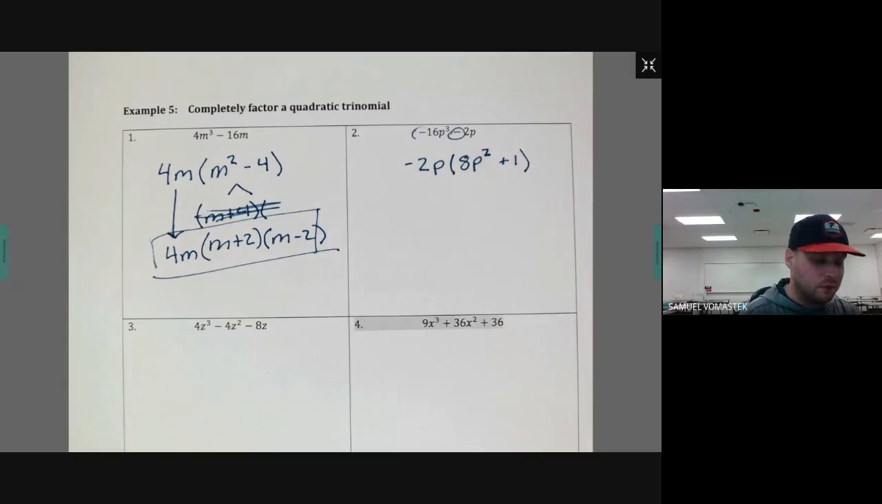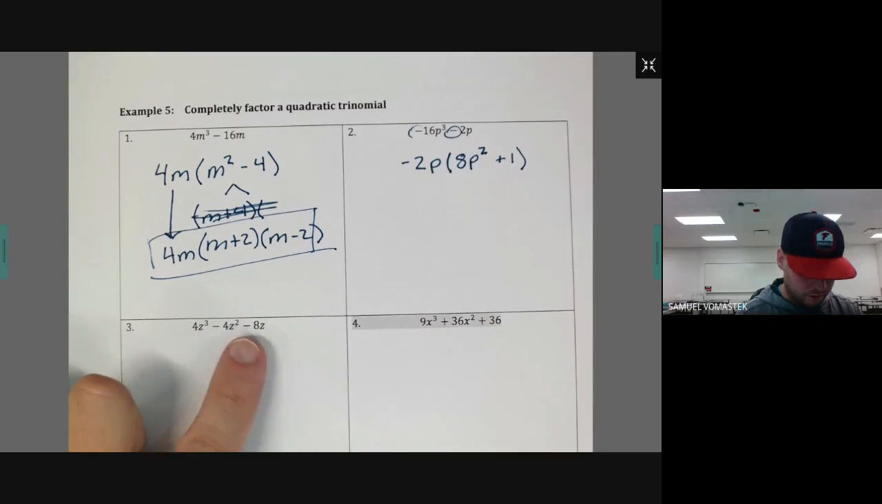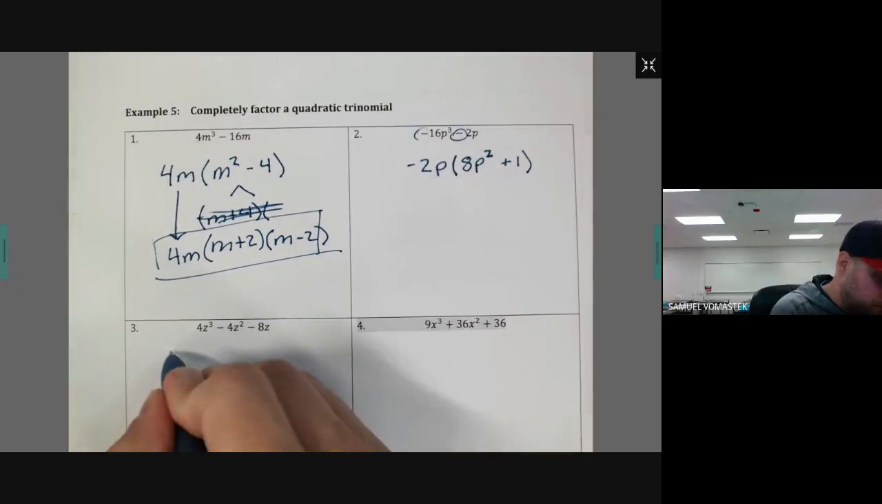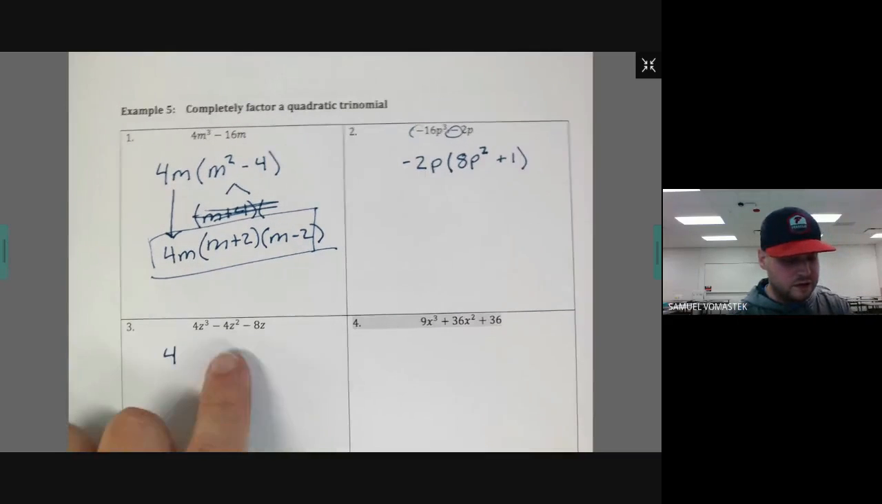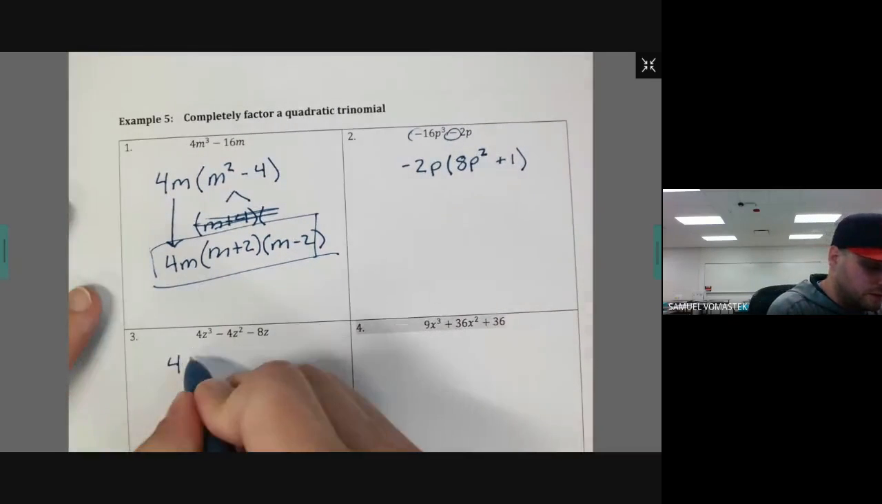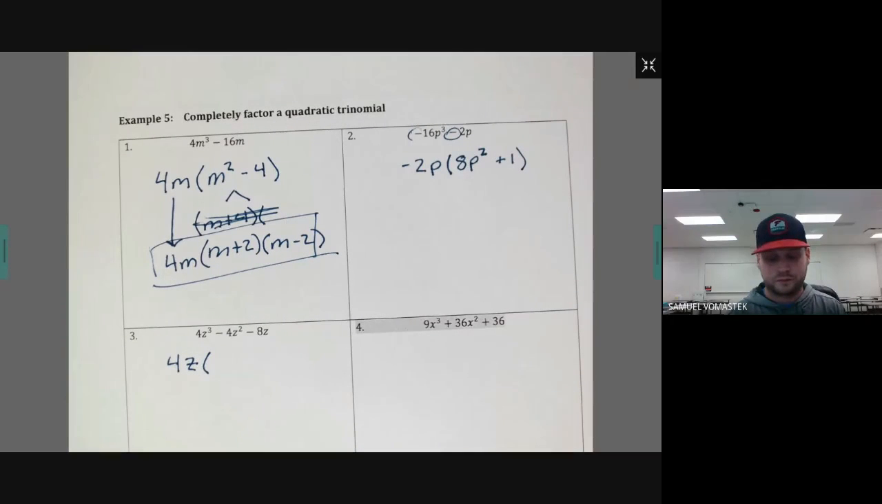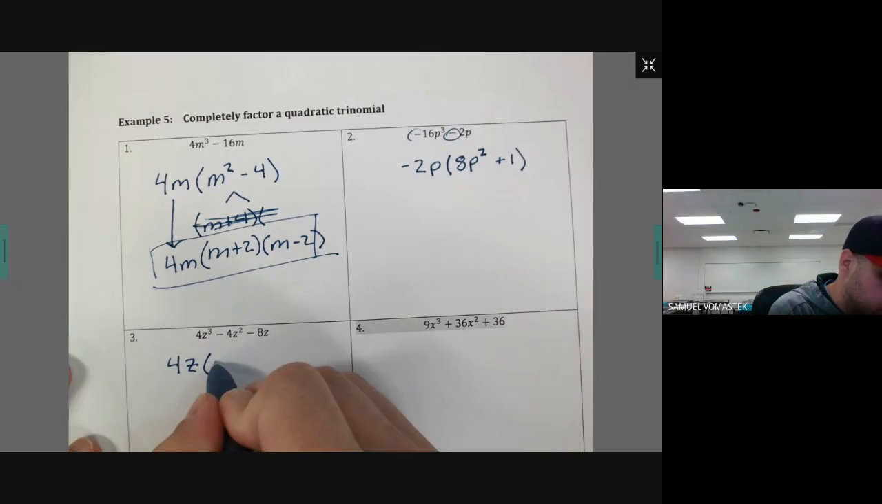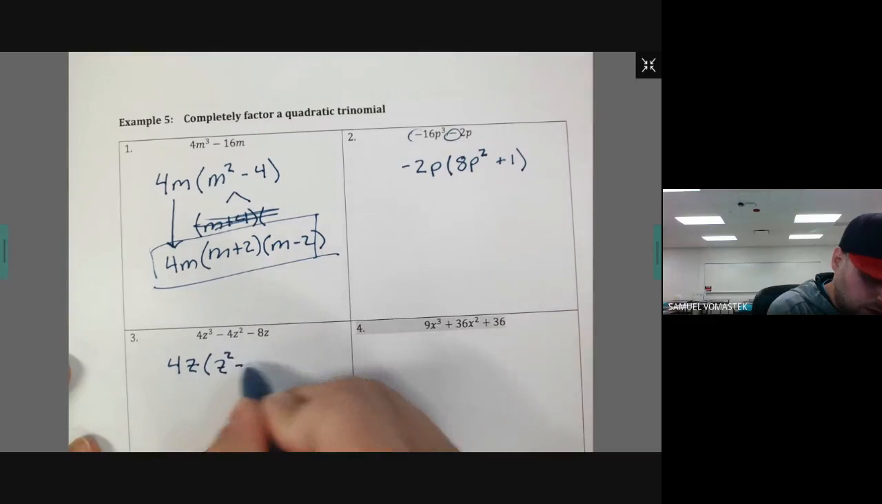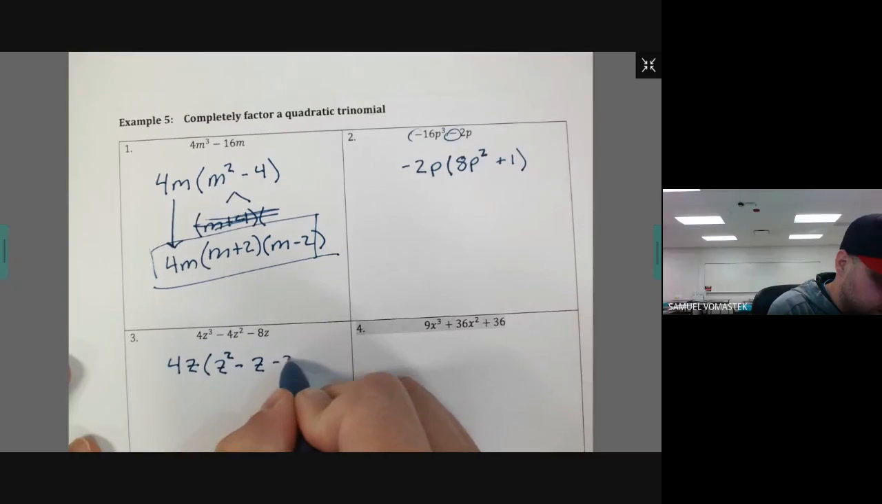Okay, and then number 3 for this one, GCF. We do have a GCF here. So 4, 8, we're going to have 4 in common. Then I have z cubed, z squared, and a z. So I can pull a z all the way out front. What that is going to leave me with is going to be z squared minus z minus 2.